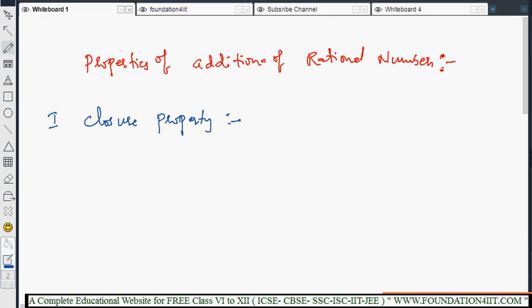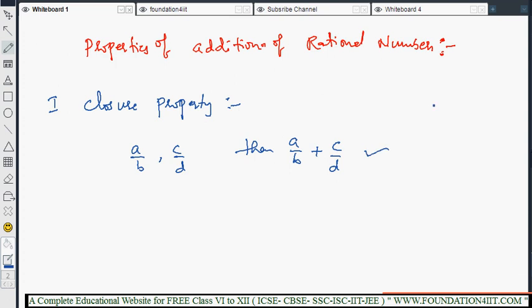The sum of two rational numbers is also a rational number. That is nothing but closure property, because if I add any two rational numbers, the result is also a rational number. That means if a by b, c by d are two rational numbers, then a by b plus c by d is also a rational number. That is closure property. Similarly we have one more, the commutative law.